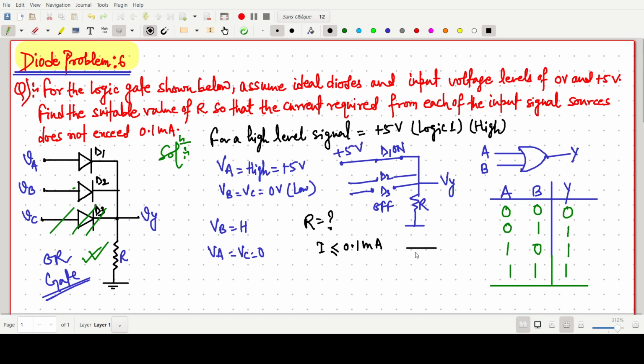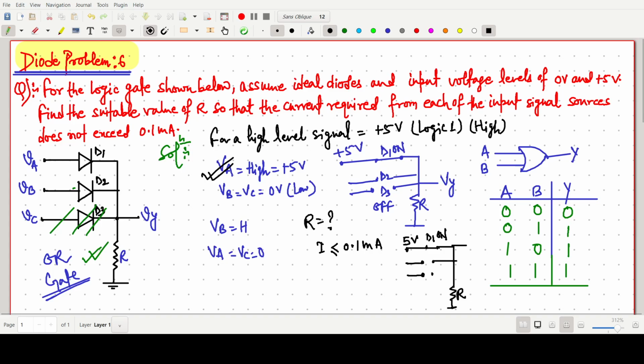So what we can say: for any one input high, say VA is high. I am just considering this case, VA is high. So the diode is on, this one is R, and this will be our 5 volt. D1 is on, D2 is off.